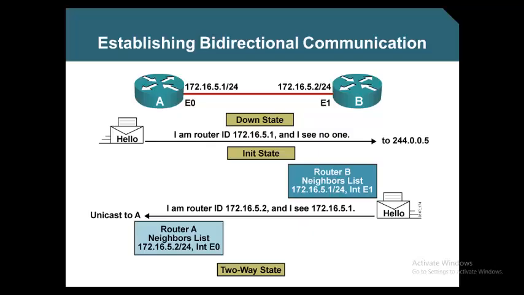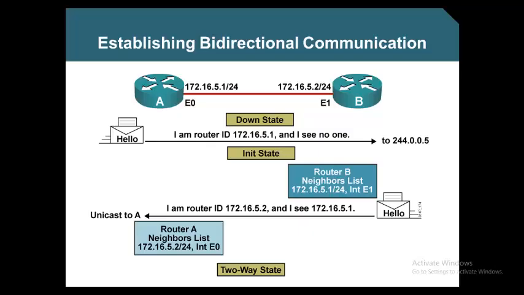Router A is sending hello. And it is also saying I don't have any neighbor. It says I see no one. And you see the hello packet is sent to the multicast address 224.0.0.5. It's a mistake they have made there. It's not 244, it is 224. Okay, so now A is sending this to initiate the neighbor. That is why it is called init state, INIT, init state.